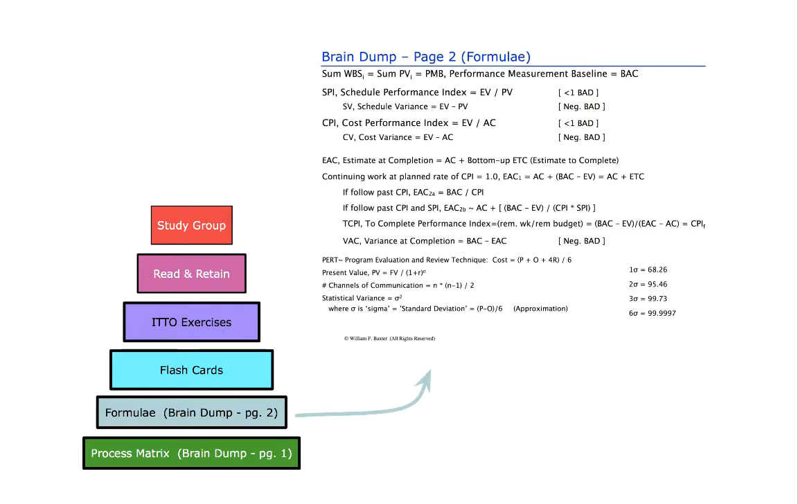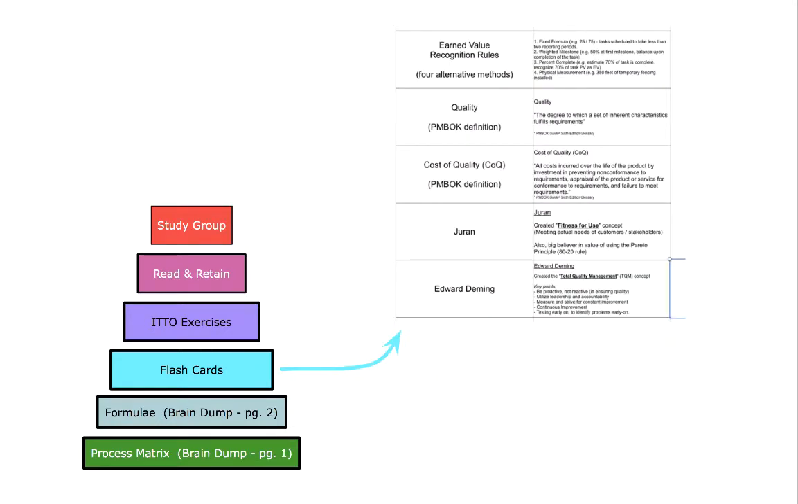And next we have page 2 of your brain dump. This will be a collection of certain formulas, mostly earned value management formulas, but a collection of a few others as well. Next we have a short deck of flashcards that we recommend. And you'll want to flip through these frequently and burn this stuff into your mind thoroughly for the sake of doing well on the exam.